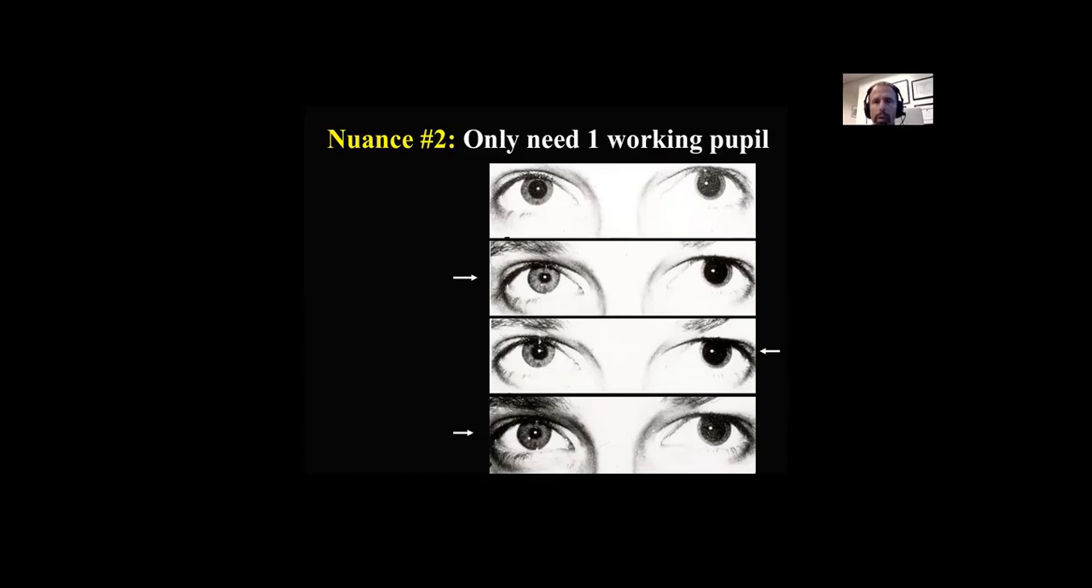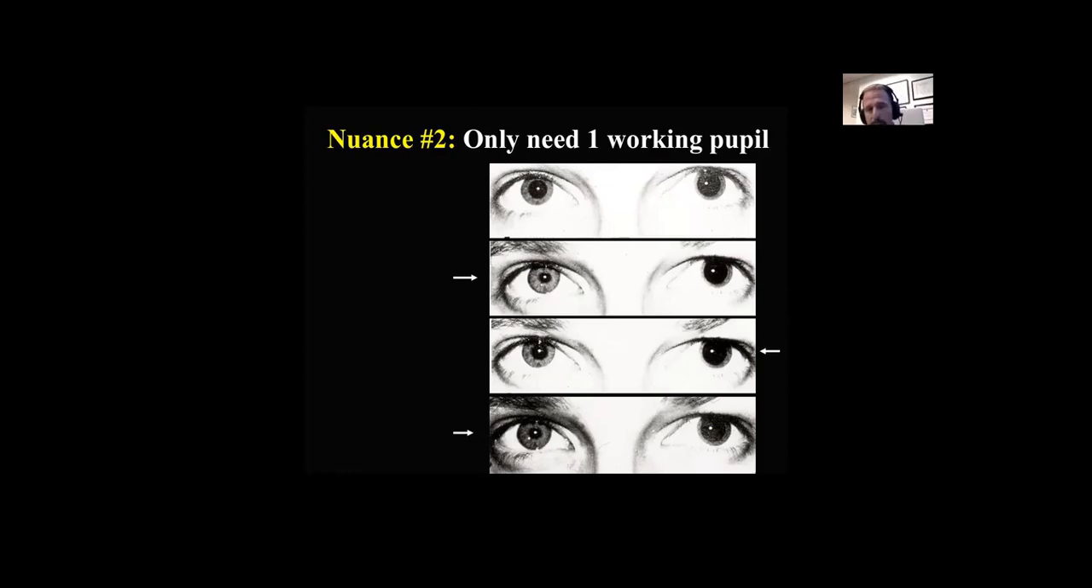So what happens when you swing the light? You swing the light from the right eye to the left eye. You watch the right pupil. It gets bigger. Why? Because not as much light is getting back to the brain on the left side. You swing the light back to the right side, the right pupil gets smaller because more light is getting back to the brain. So there is indeed a left relative afferent pupillary defect.